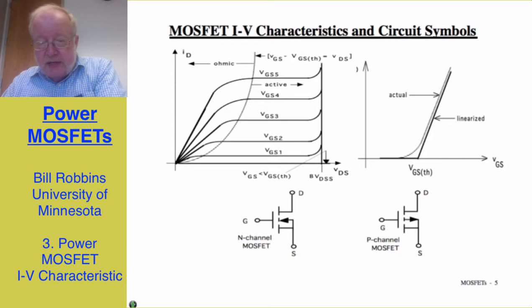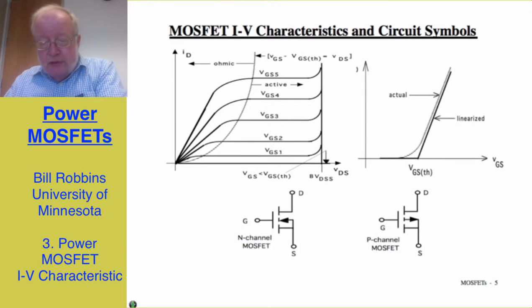We have basically the same regions of operation. If the gate to source voltage is less than the threshold voltage, the device is in cutoff and we have zero drain current. If we have a very large gate to source voltage, we'll be operating over here in the ohmic or so-called triode region, and at intermediate values where the current characteristics are flat independent of the drain to source voltage, we're in the active region.